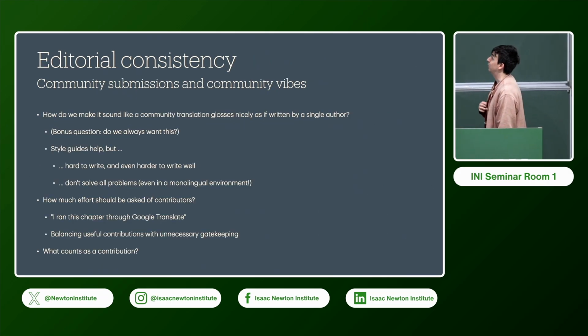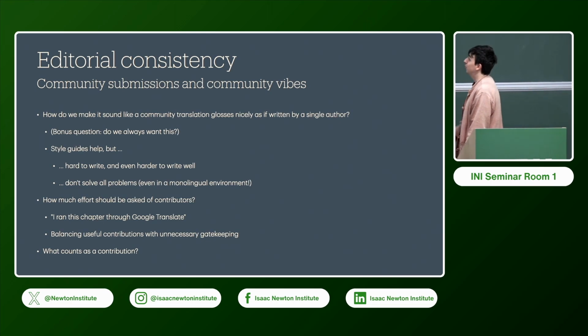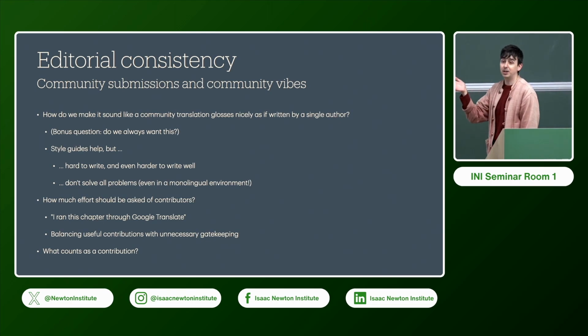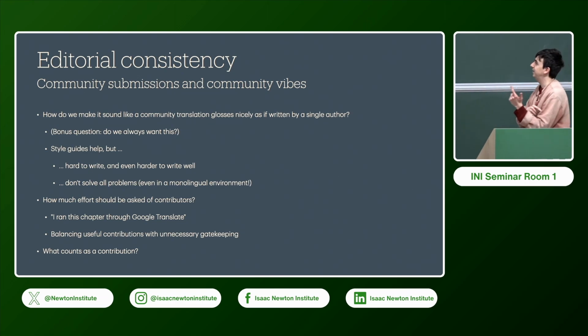Editorial consistency is a big one, especially if you have 6 different contributors. How do you get it so that what's written sounds like it was written by a single author? The bonus question is, do you actually even want that in the first place? Okay? Then style guides help. These things where you say, oh, we use the subjunctive in this case, we use commas here, and so on. But they're very hard to write, because when you write something you think it's super clear to you, and then someone will say, oh, but wait, I interpreted this other way in this other case, and then you're like, ah.